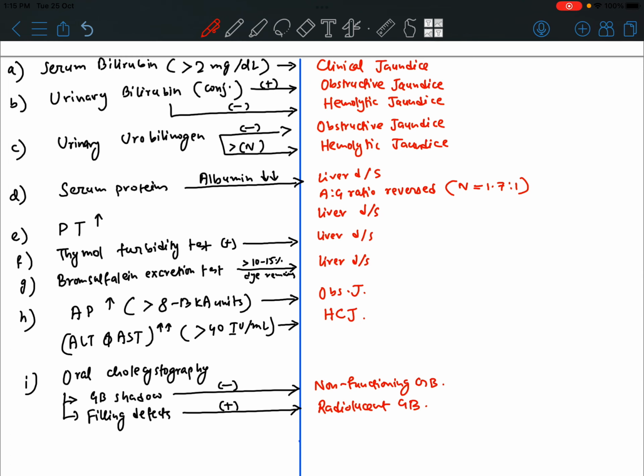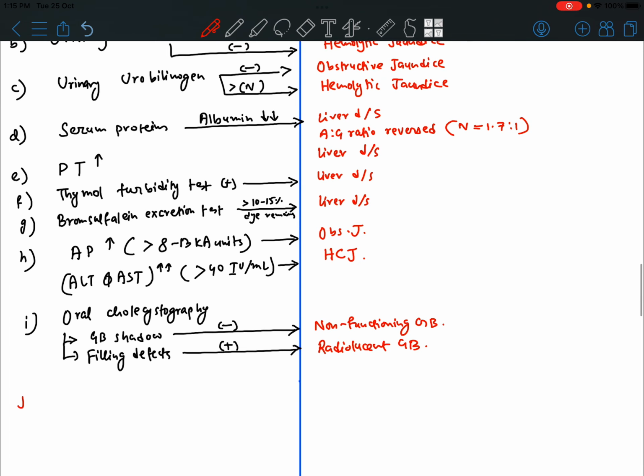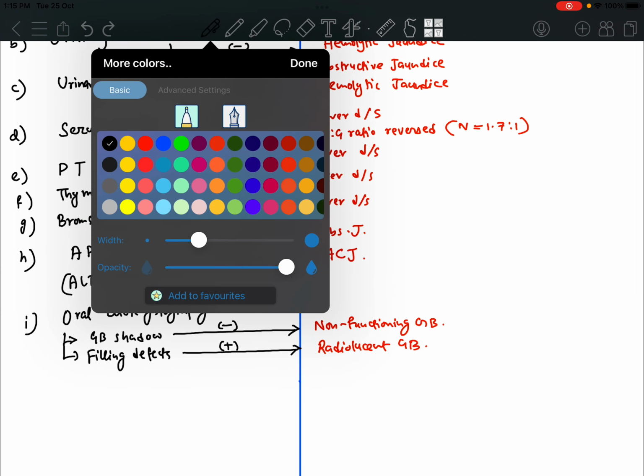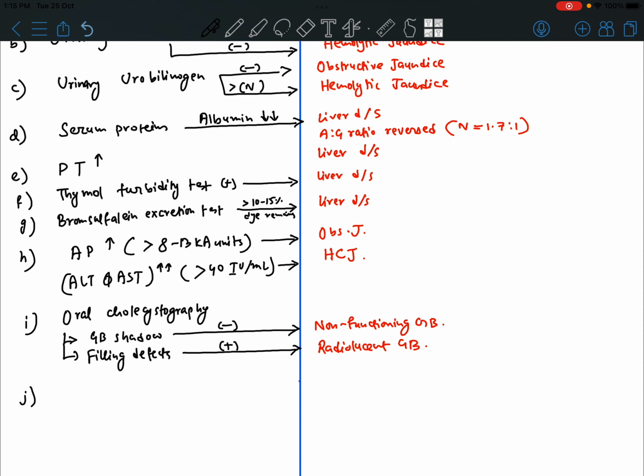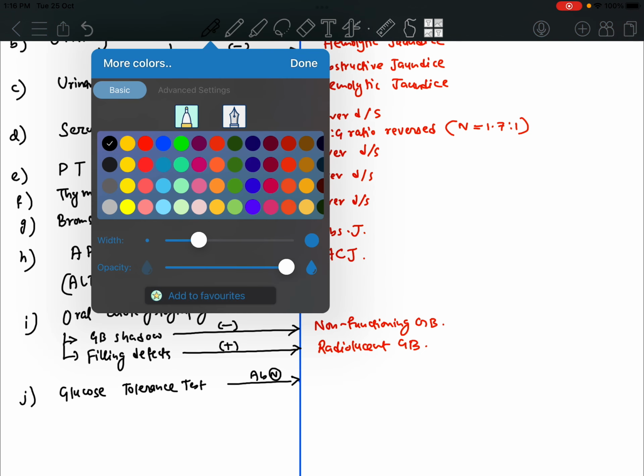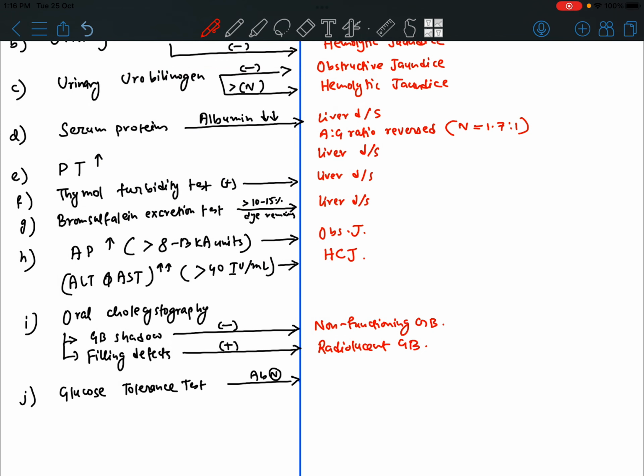Next test is glucose tolerance test. Obviously liver is a glucostat, right? Glucose tolerance test, if it's abnormal, then there's a liver disease. Okay, if it's abnormal, then liver disease.